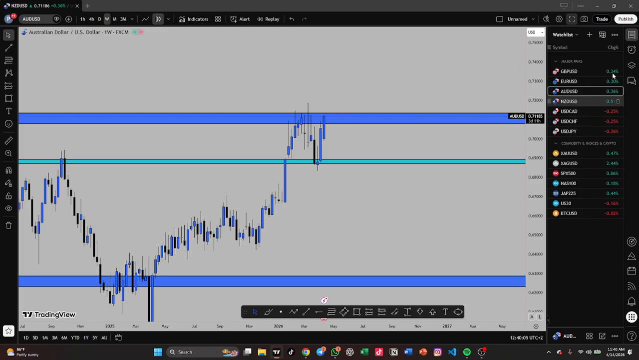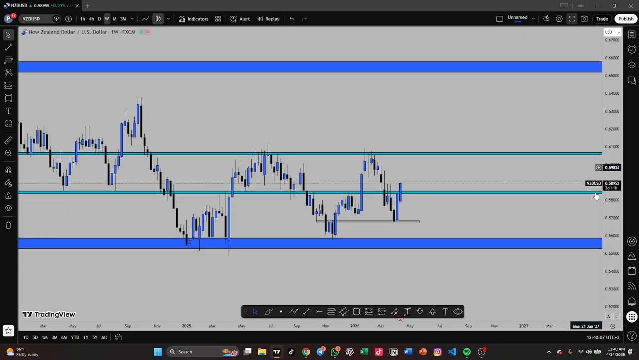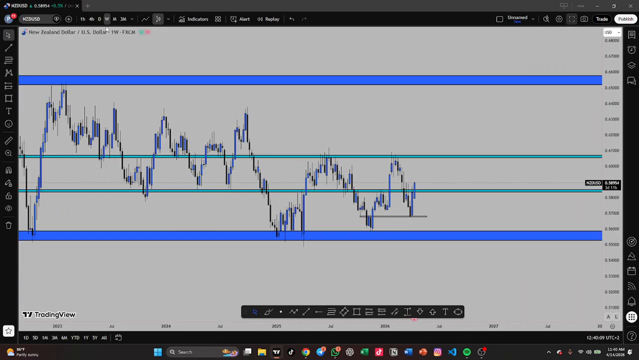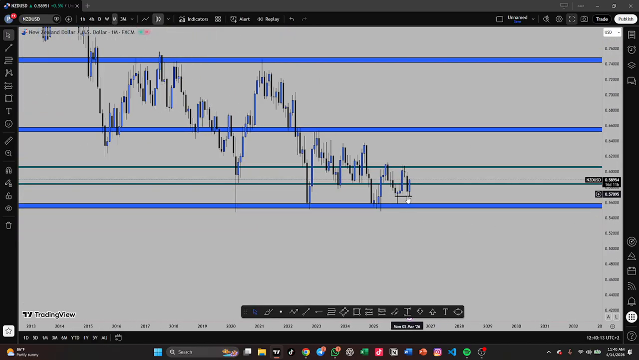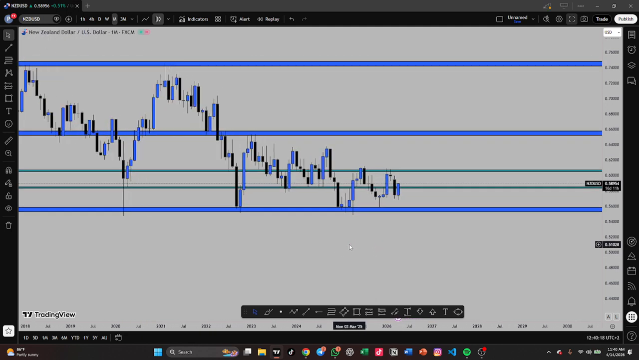So the next one, NZD/USD. NZD/USD, let's also take it from the monthly chart. NZD/USD monthly chart. Monthly chart says bearish, but also price has made contact with this support level, and we have been having an aggressive buying push from this particular level.